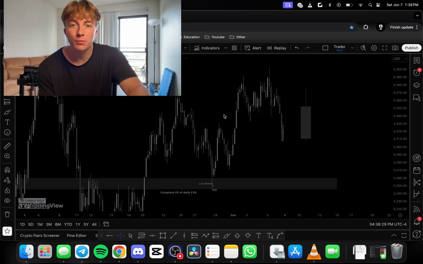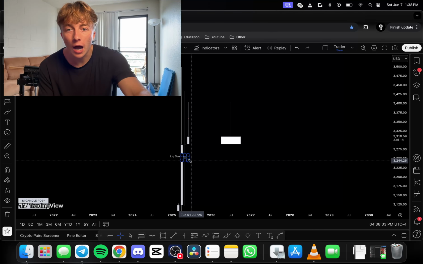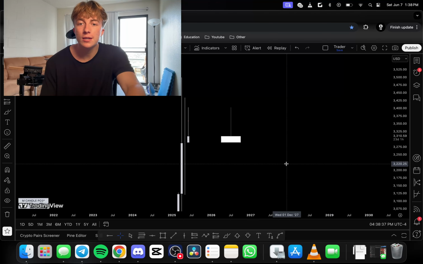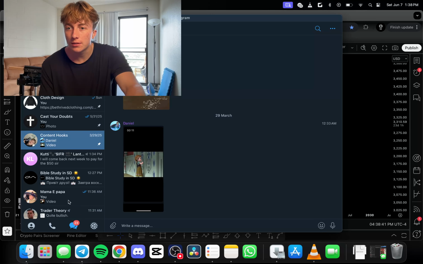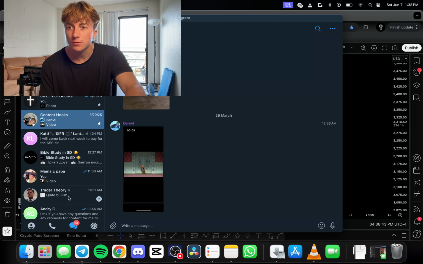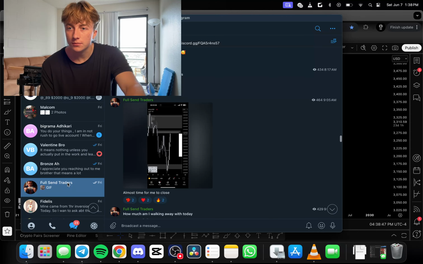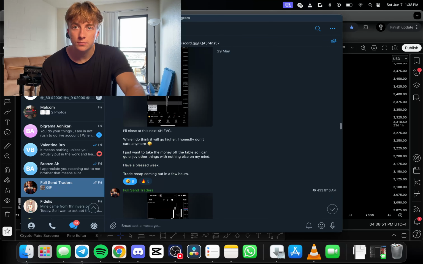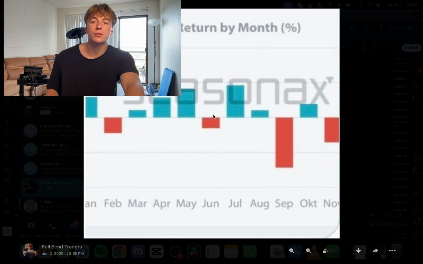Starting off from the monthly chart, we're still in a really high probability area to take a really good setup. And the reason why is because this month's seasonal tendency, June, for gold, is going to be bearish.